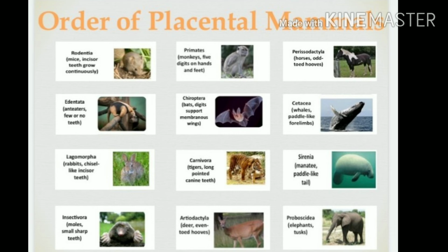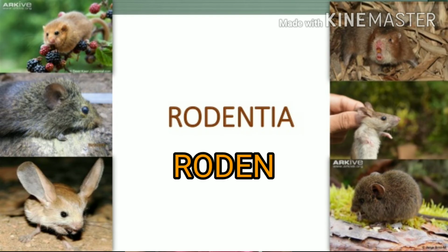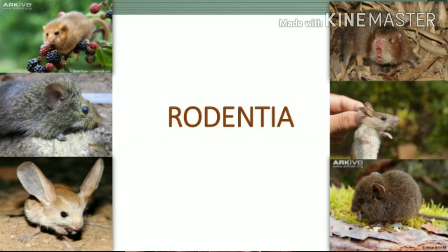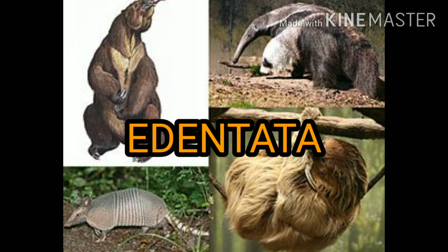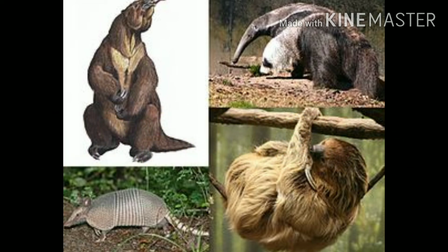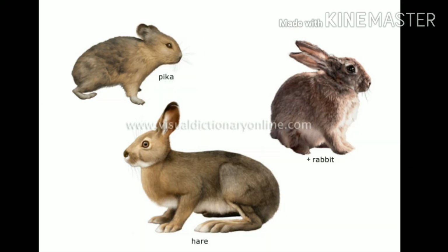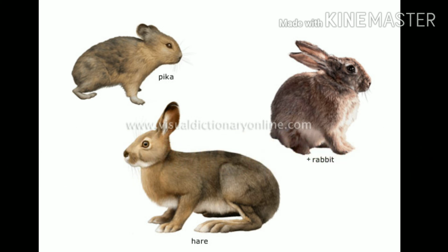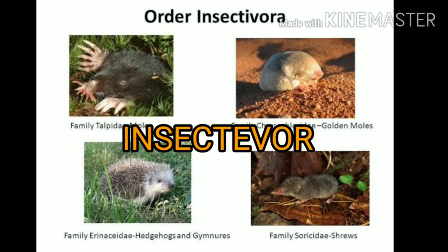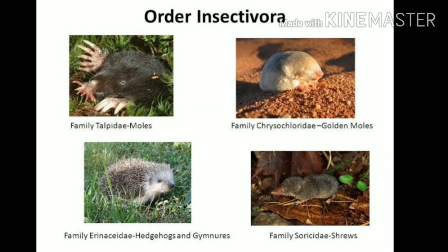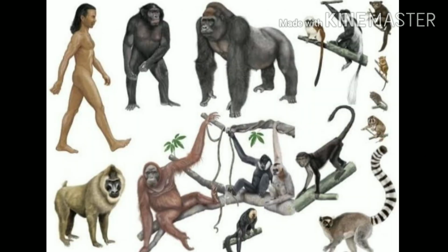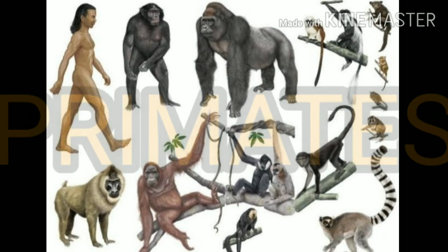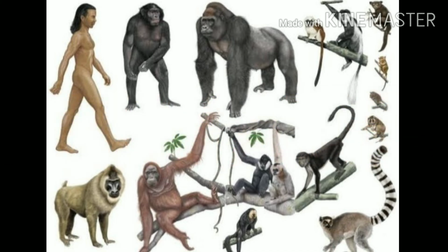The main orders of placental mammals, about 5,500 species. Order Rodentia, the mice, squirrels, porcupines, and beavers. Order Edentata, anteaters, sloths, and armadillos. Order Lagomorpha, the rabbits, hares, and pikas. Order Insectivora, shrews, moles, and hedgehogs. Order Primates, monkeys, lemurs, apes, and humans.